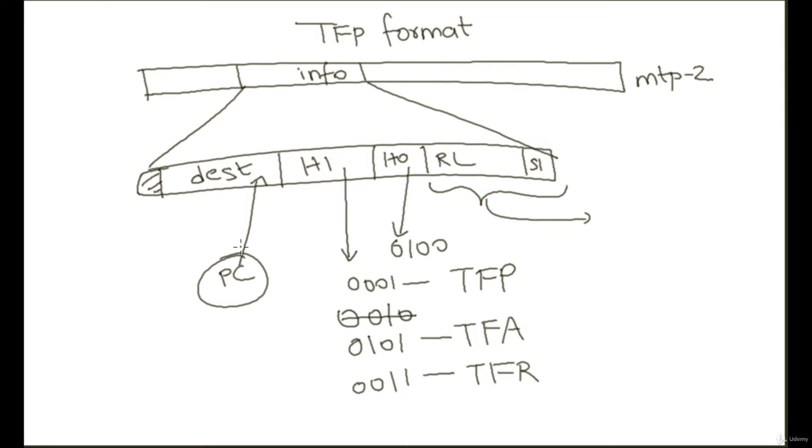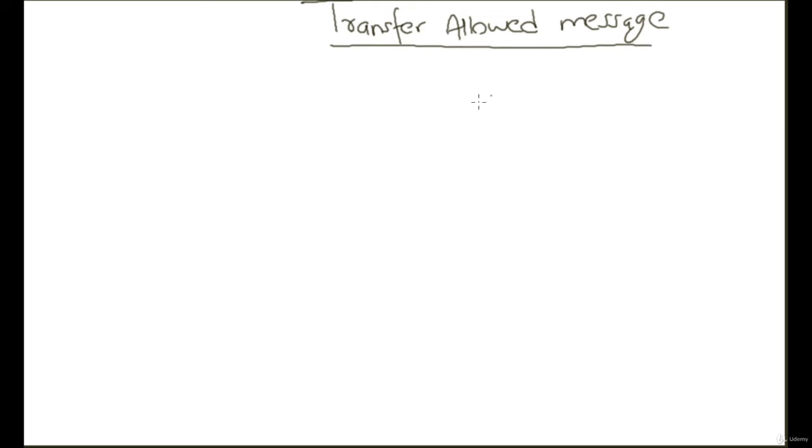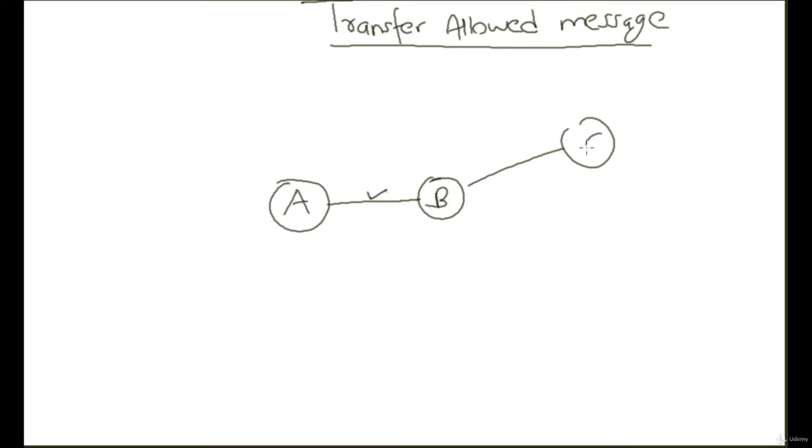So the transfer allowed message is actually the reverse of the transfer prohibited message. Let's suppose this is a node, and now this link has come up, and because of this, A is now accessible to B. So B has to inform all the adjacent nodes that A has become accessible via this.